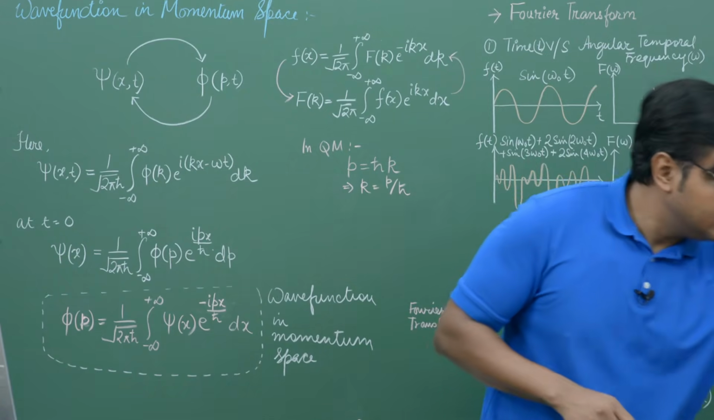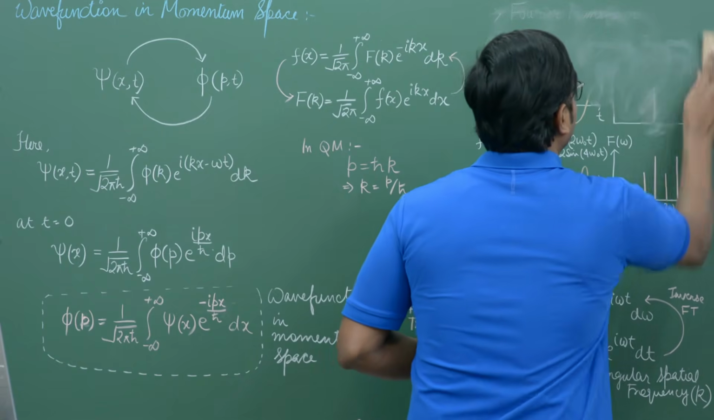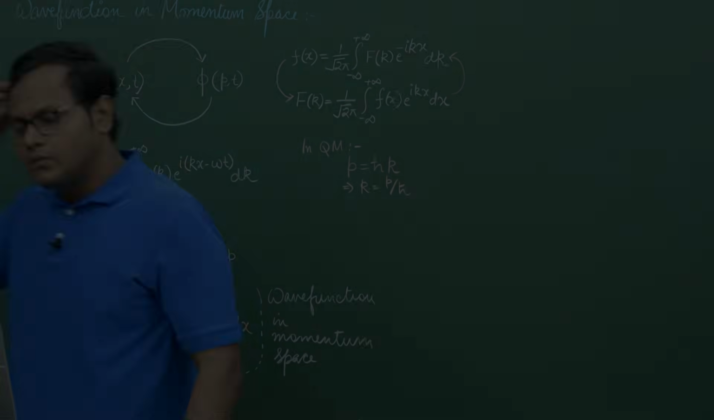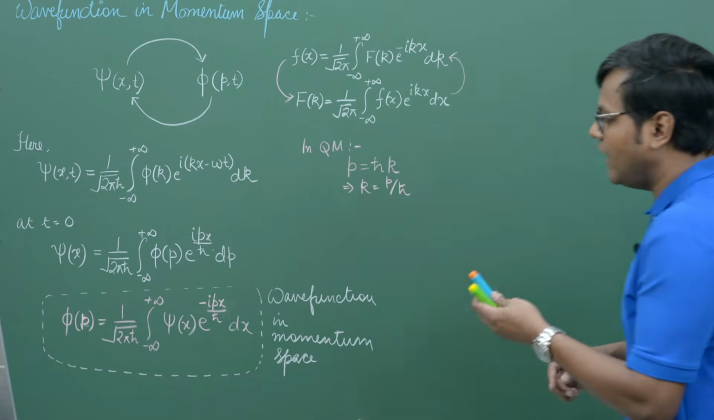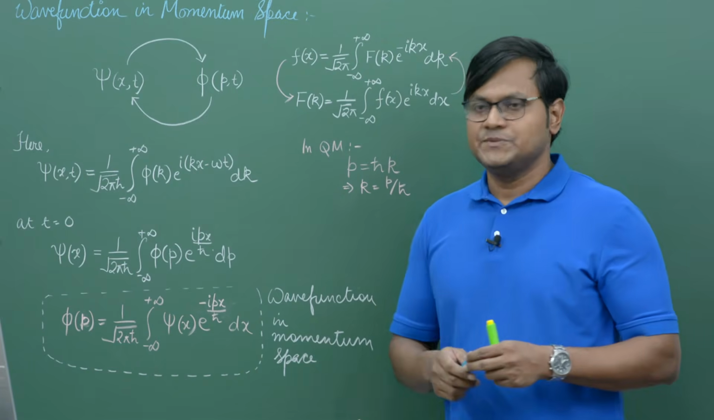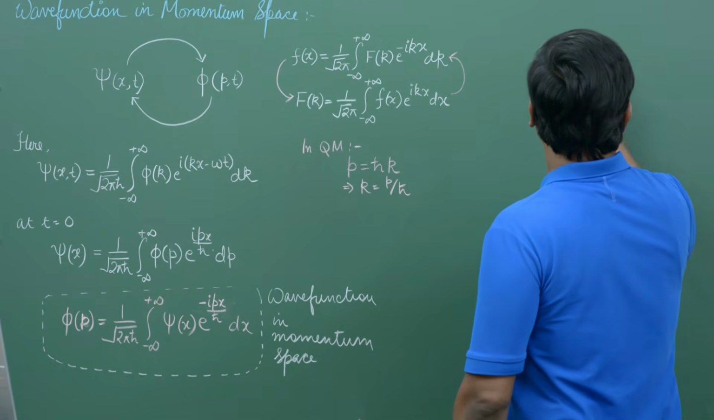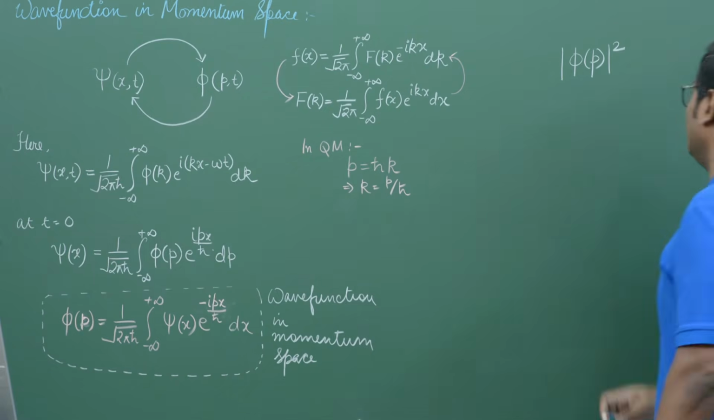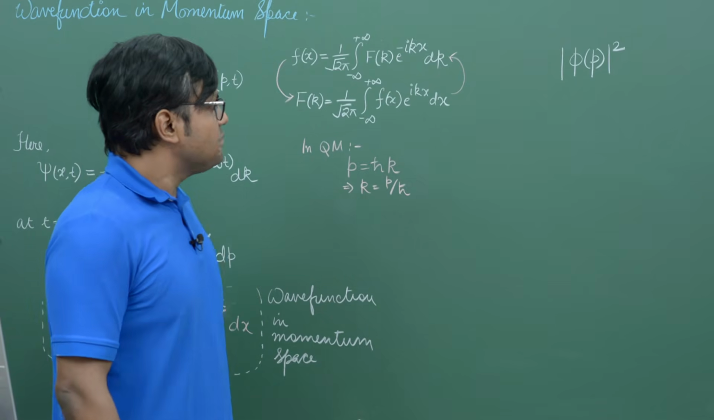So let me explain that by rubbing this portion of the board. Once you have this function, we can use it to find, for example, the probability density of the particle in momentum space. So how do we do that? The usual. You take phi, which is a function of p, and you do mod square. You take its complex conjugate, multiply it with the function, you end up getting the mod square. This gives us the probability density of the particle in terms of the momenta.